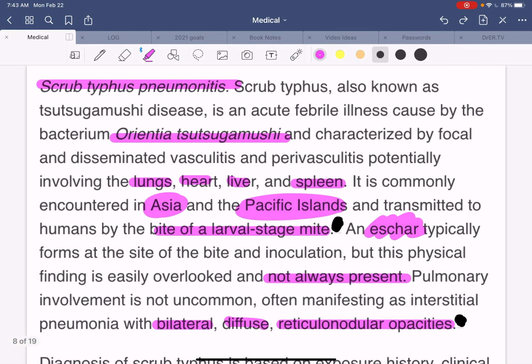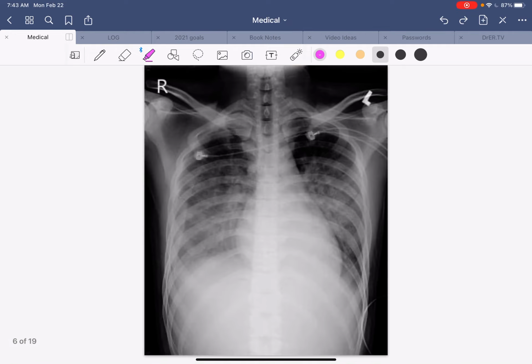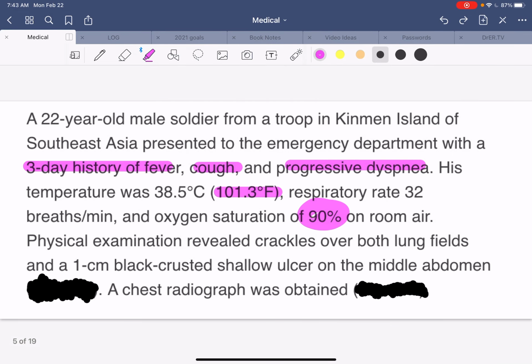So, scrub typhus pneumonitis, or pneumonia secondary to scrub typhus, is caused by the bacteria Orientia tsutsugamushi and can be a potentially fatal disease, with 6 to 30% mortality. It is caused by the bite of a larval stage mite and is easily overlooked, but it causes a characteristic eschar lesion and a diffuse alveolar bilateral pneumonitis or pneumonia.